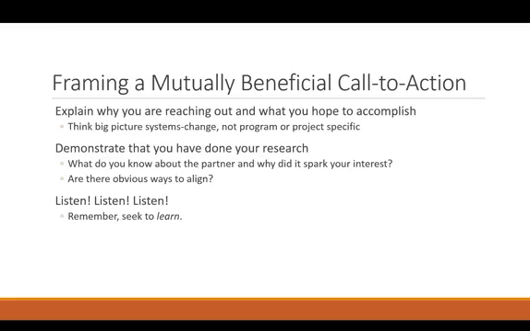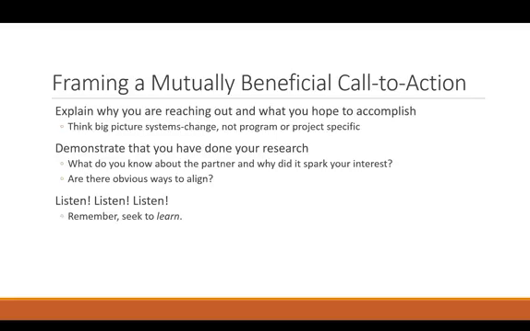So these are regardless of whether or not you're meeting with someone who you're very familiar with, or who's familiar with you, or a stranger. First of all, explain why you're reaching out and what it is that you hope to accomplish. Think big picture systems change, not program specific. And also, you don't necessarily need to be too prescriptive.